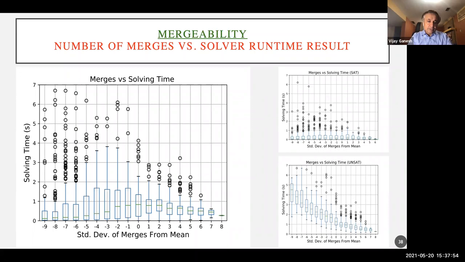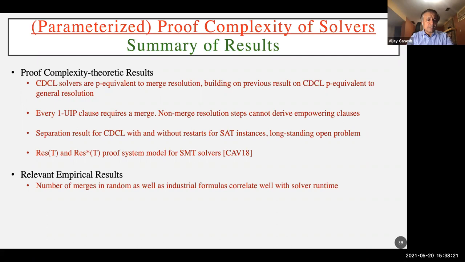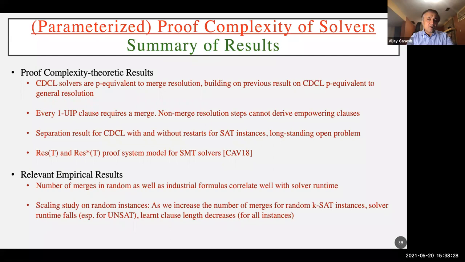So in summary, in the proof complexity part of my work, I've shown that CDCL solvers are polynomially equivalent to merge resolution. Also, we've shown that first UIP, a particular heuristic we use in solvers, requires a merge. We have also proved several results with and without restarts. I'm not going to go deep into that, but the most important part is that the merge parameter also seems to be quite relevant in practice.